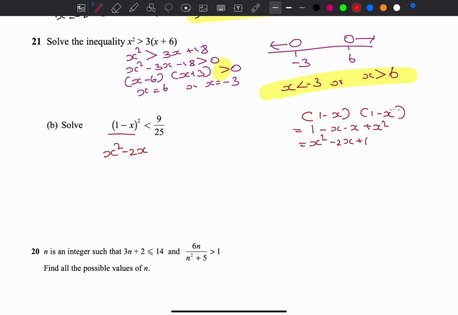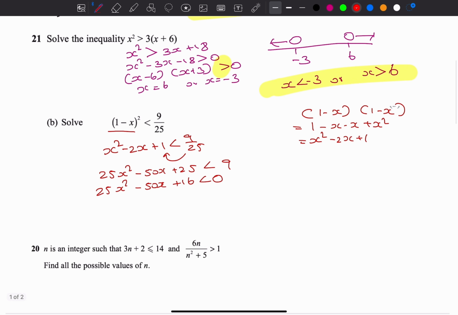Minus 2x plus 1 less than 9 over 25. Take the 25, you multiply here. 25x squared minus 50x plus 25 less than 9. Bring it in. 25x squared minus 50x plus 25 minus 9. That makes it plus 16 less than 0. Okay, 25 times 16. 400. Factors of 400, that makes 50, is 40 and 10.